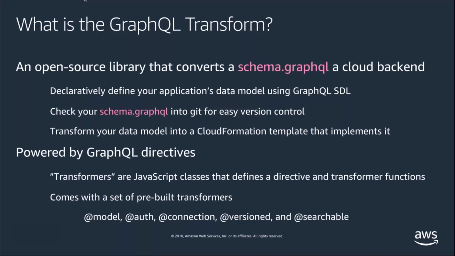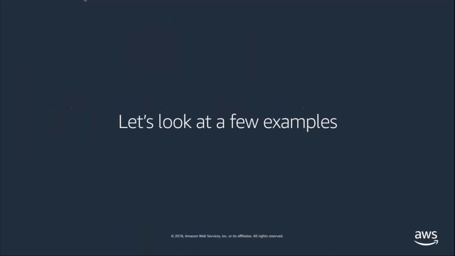It's powered by GraphQL directives, and we'll see an example of this later. But the idea is that anybody can go and define a GraphQL transformer that itself defines a single GraphQL directive. In this example, you can see that we come with a couple pre-built transformers such as model and auth, connection, versioned, and searchable. And then whenever you're defining your application, when those directives are found in the input document, certain things happen. And we'll talk about how this works in practice. So first, let's look at some examples.